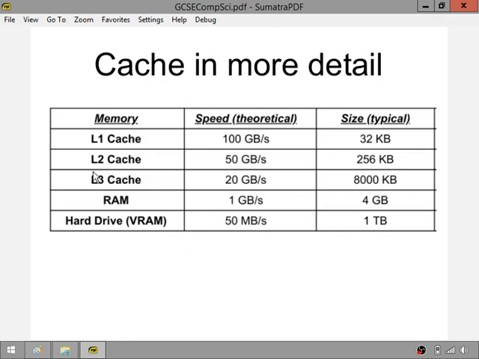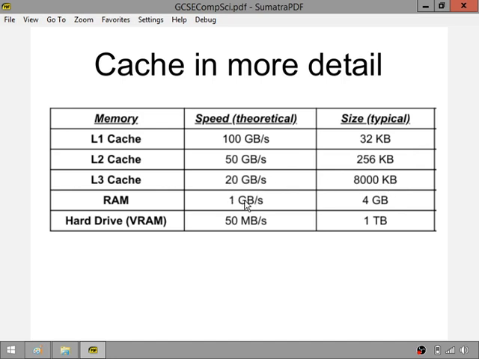So here's a little table giving you a little bit more detail. So typically, by the way, these are theoreticals. In reality, there are more complex things going on, such as the model of the processor, the architecture you're using, the manufacturer, that kind of thing. There are more factors at play than this, but these are just theoretical readings. So level 1 cache is roughly about 100 gigabytes per second, and very small, 32 gigabytes, whereas level 3 cache is 20 gigabytes per second and 8,000 kilobytes in storage capacity.